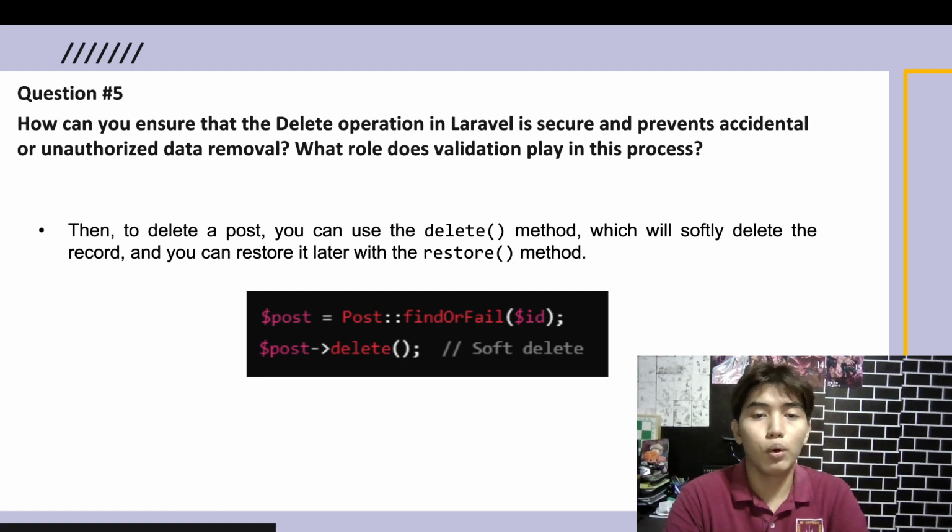Then to delete a post, you can use the delete method, which will softly delete the record, and you can restore it later with the restore method.